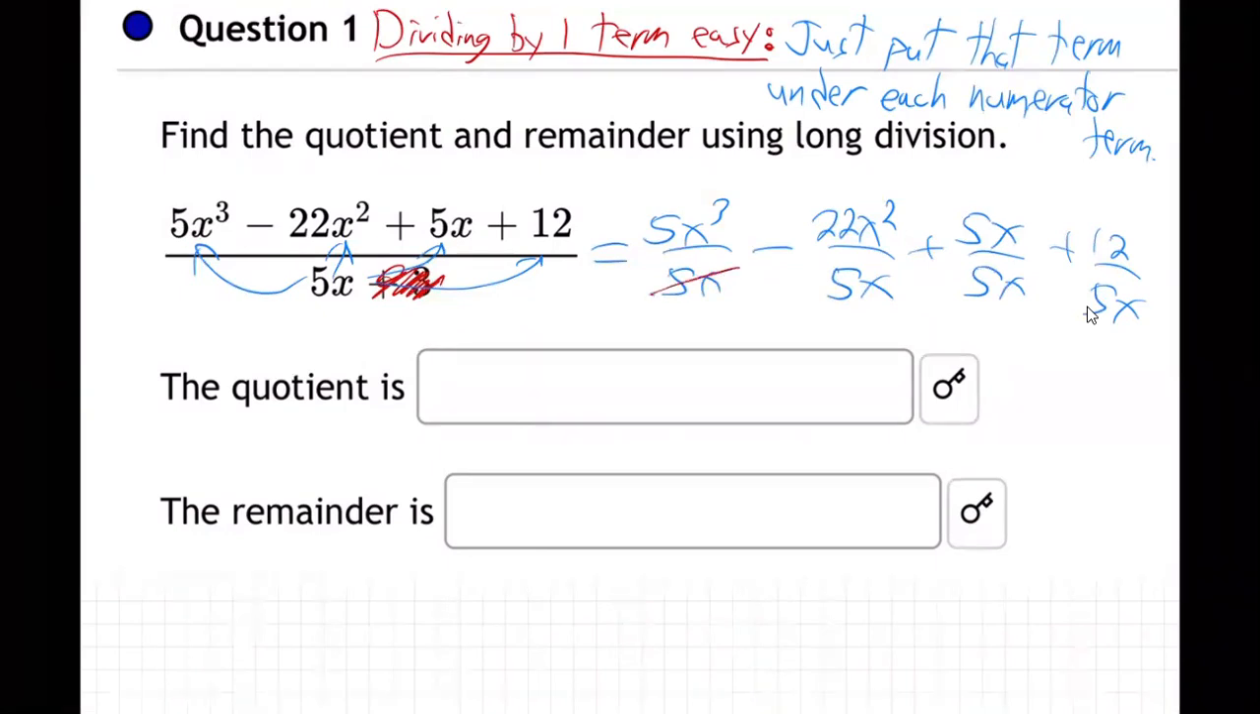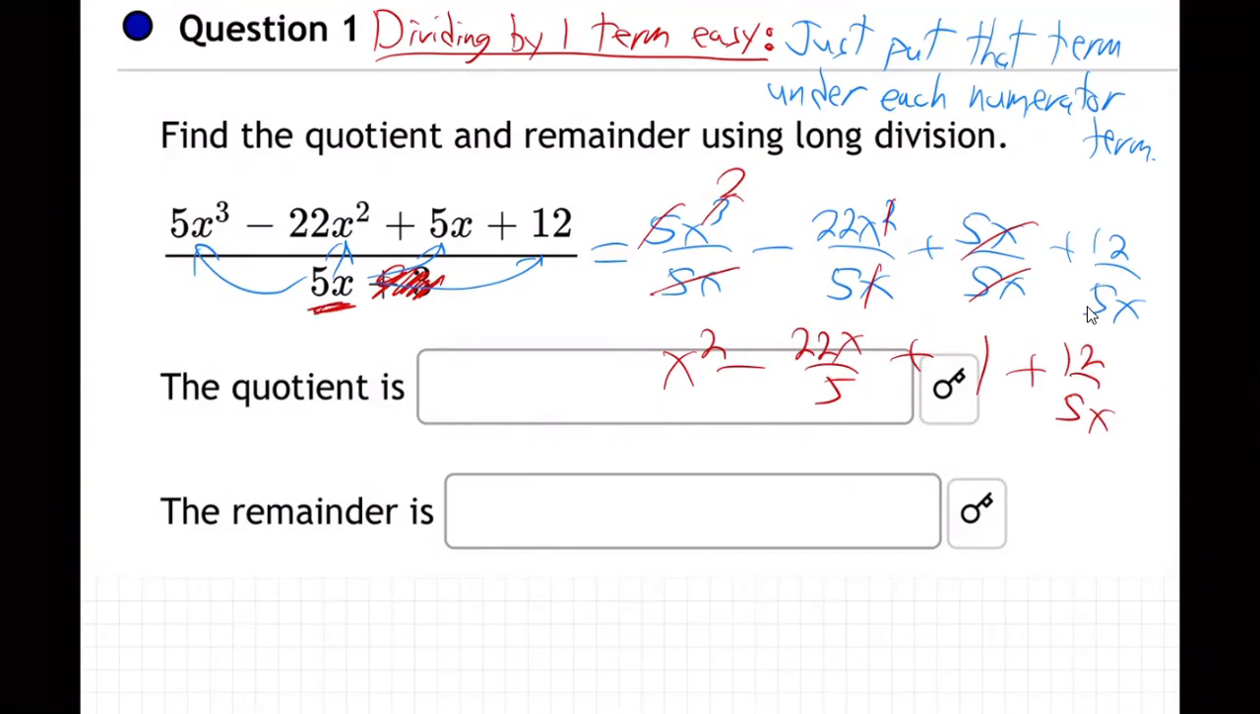I would just go 5x cancels the 5, and this leaves x squared. So it'd just be x squared, and then 5 can't go into 22, but x cancels, so it would be 22x over 5. Plus, this would be 1, the 5x is totally canceled. Plus, this one can't reduce, and then that's it. We're done. That would be the answer. It would be that easy if we just had 5x down there.